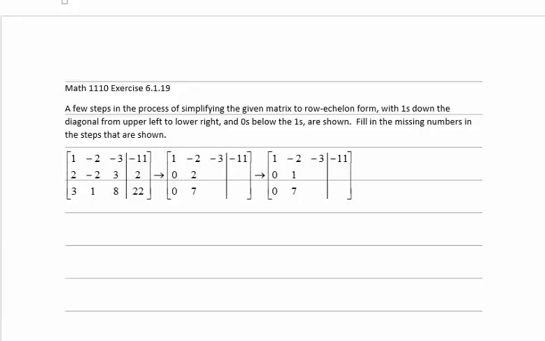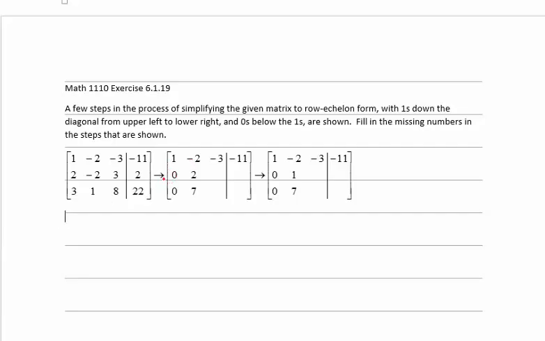Let's take a look at exercise 19 from section 6.1. So we start with the matrix, and we are row reducing this matrix to get it in row echelon form. And we've been given two matrices that would result along this process that contain missing elements. We want to fill in the missing elements.